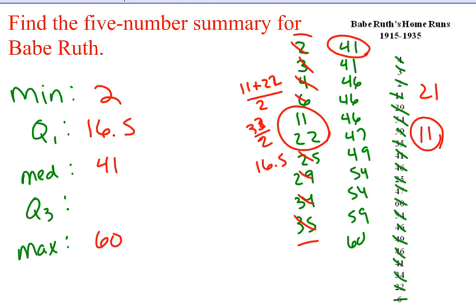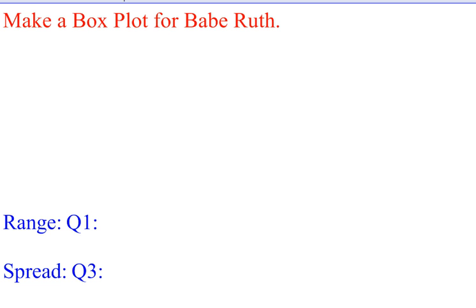And then my Q3 will be, let's see, 1, 2, 3, 1, 2, 3, right here. And the middle of those 2 numbers, hopefully you can just figure out, is 48. So there's my 5-number summary for Babe Ruth. So now we're going to actually use that data to graph this. So remember, I'm going to transfer it to this part here. So my min was 2, 16.5, 41, 48, and 60.